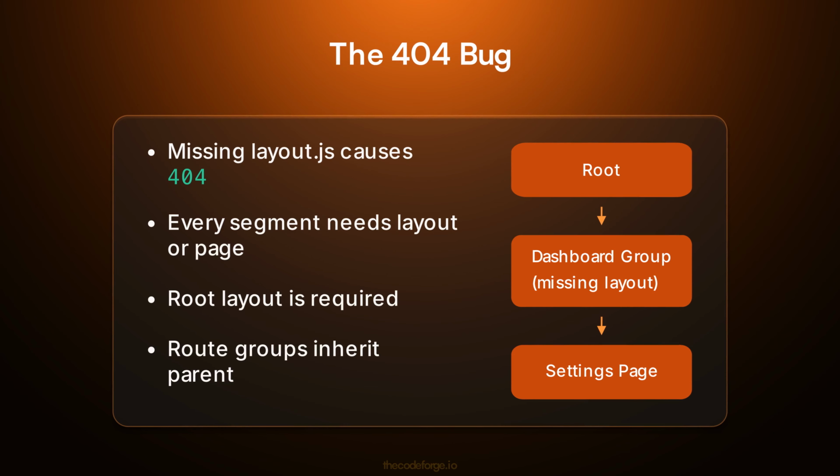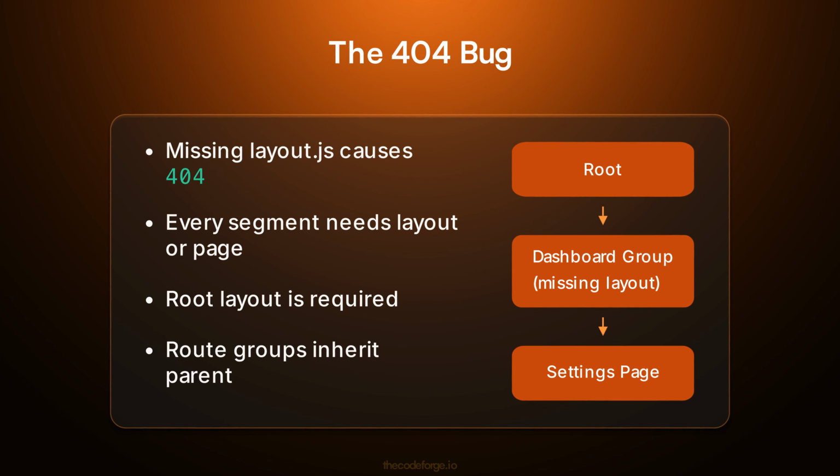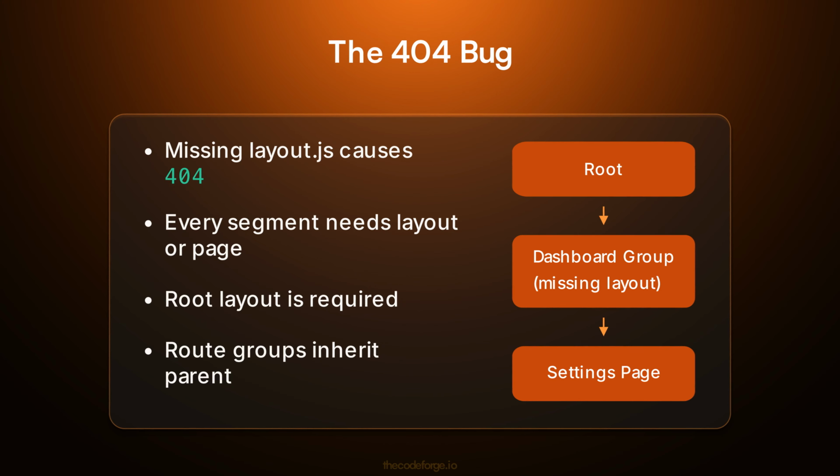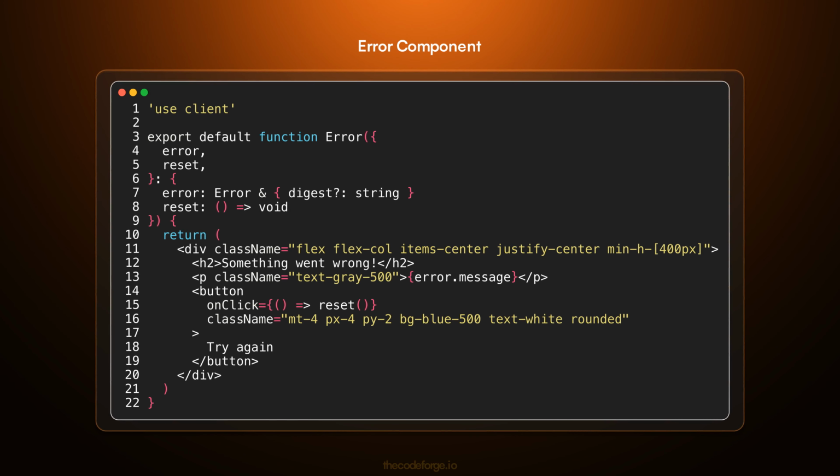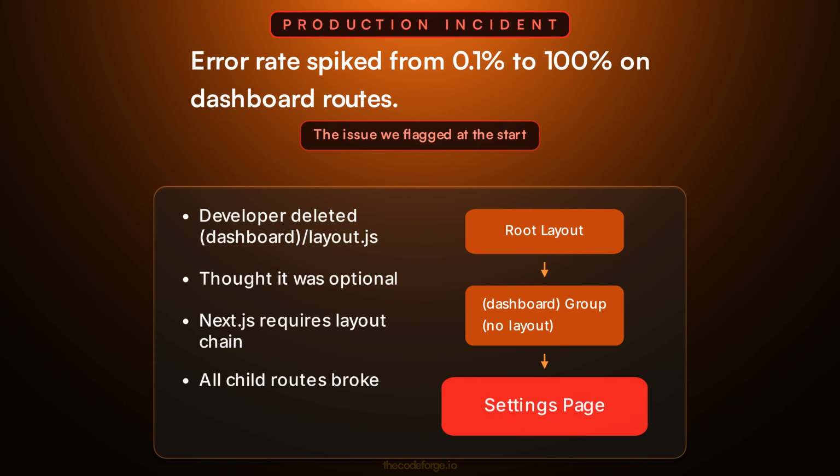The most common routing bug, a missing layout.js in a parent segment, causes 404 on all child routes. Next.js requires a layout chain from root to leaf. This error component catches errors in the segment. It shows the error message and a retry button. This is the same issue we highlighted at the start.